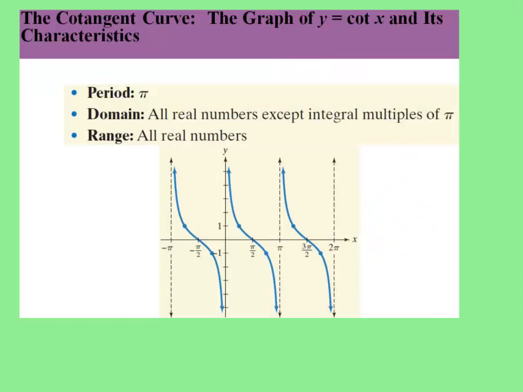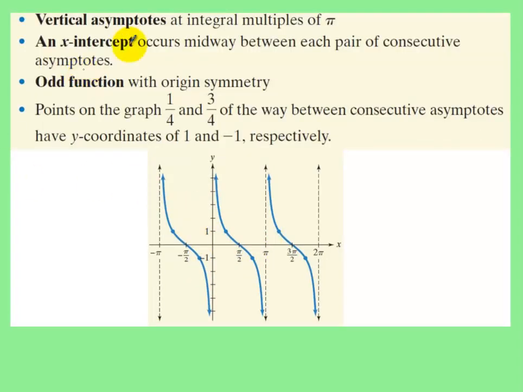Let's talk about cotangent. So cotangent's kind of like tangent, except it's going to be decreasing. The period's the same. The domain is all real numbers except integral multiples of pi. So notice the asymptotes are happening at 0 and pi, not pi over 2. And that's the key part to understand when we're actually graphing that. The vertical asymptotes are multiples of pi, x-intercept midway, same thing. Same thing about the odd function, same thing about the points, quarter and 3/4.